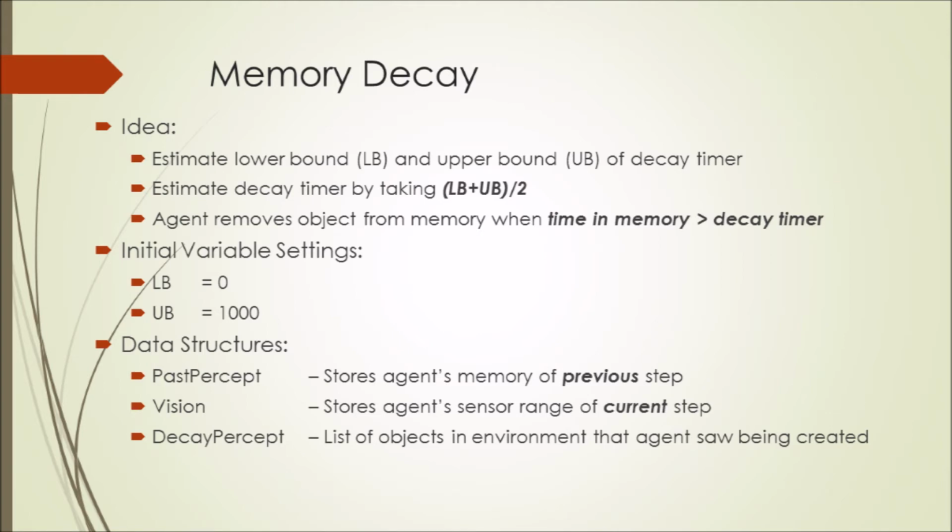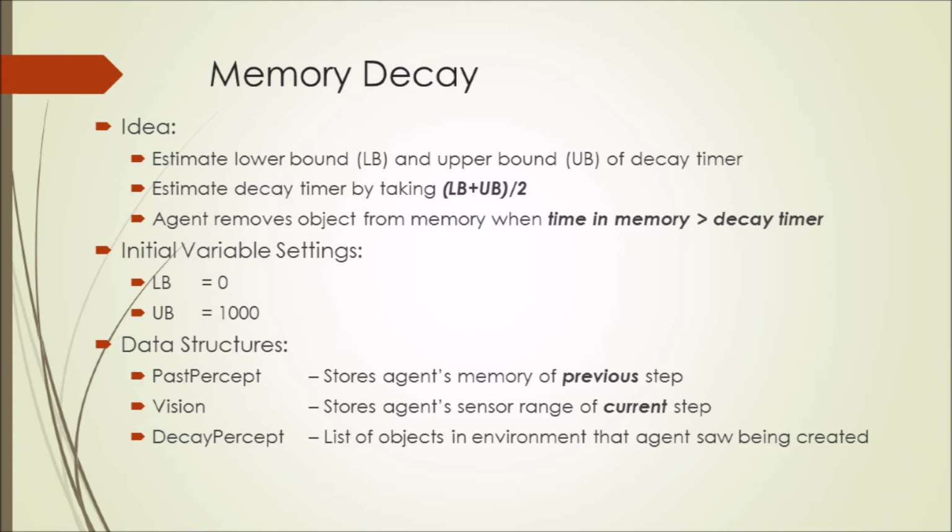The idea is by estimation. First, we estimate the lower boundary and the upper boundary of the decay timer. This is done by taking the average of the two boundaries. The agent will remove the object from its memory when the time that the object is present in the memory is greater than the decay timer. We initialize the lower boundary and upper boundary to a value of 0 and 1000 respectively. How the values of the boundaries are being updated will be in the next slide.